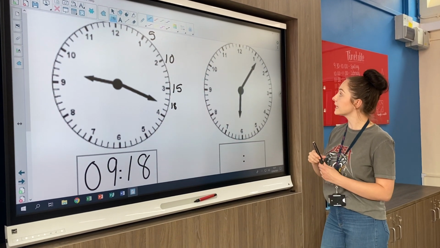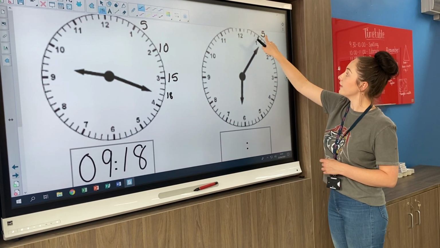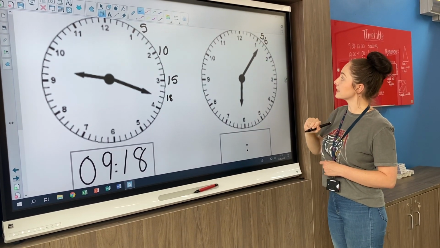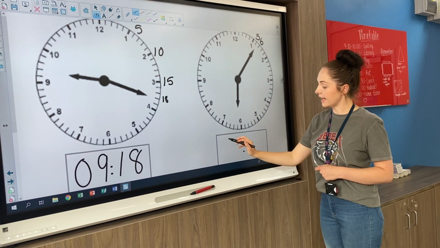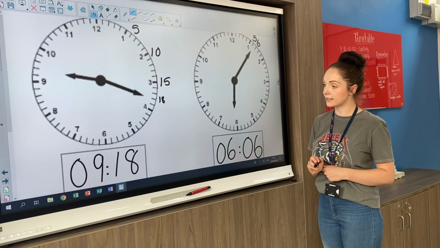And then this one, exactly the same. We need to count round, so I'll count round to 5 and then count up in 1s. So that's 6 minutes past 6. Like that, 6:06.